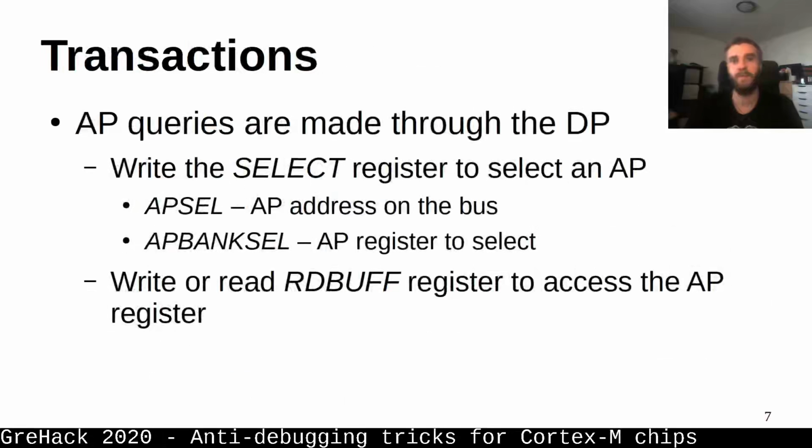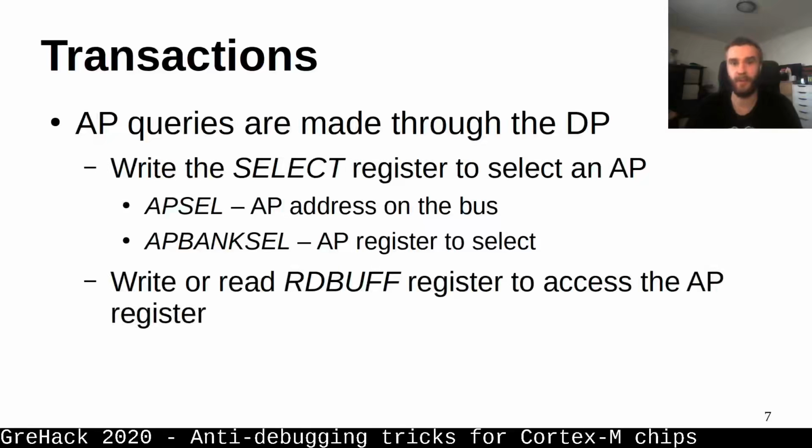Here comes a bit more complex part. You cannot directly access an AP register from your debugger. You always need to query the DP first and ask it to query the AP register for you. So every time you need to query a specific AP register, you first need to select the AP with the AP SEL register, then use the AP BANKSEL field within the DP to select which registers of the AP you want to select. And then you can read or write the register called RDBUF, which contains the value that the DP queried on the AP for you.